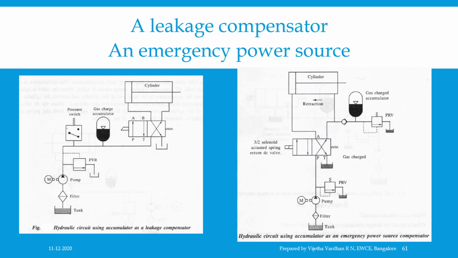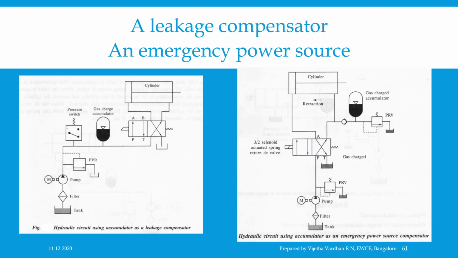The figure on the right hand side of the slide shows the hydraulic circuit where the accumulator is used as an emergency power source. In the circuit, an accumulator is used in conjunction with a solenoid operated spring return 3 by 2 direction control valve. When the direction control valve is energized, it is actuated and oil flows to the head end of the cylinder. The rod end of the cylinder is provided with a check valve and the accumulator. The accumulator gets charged during extension of the cylinder.